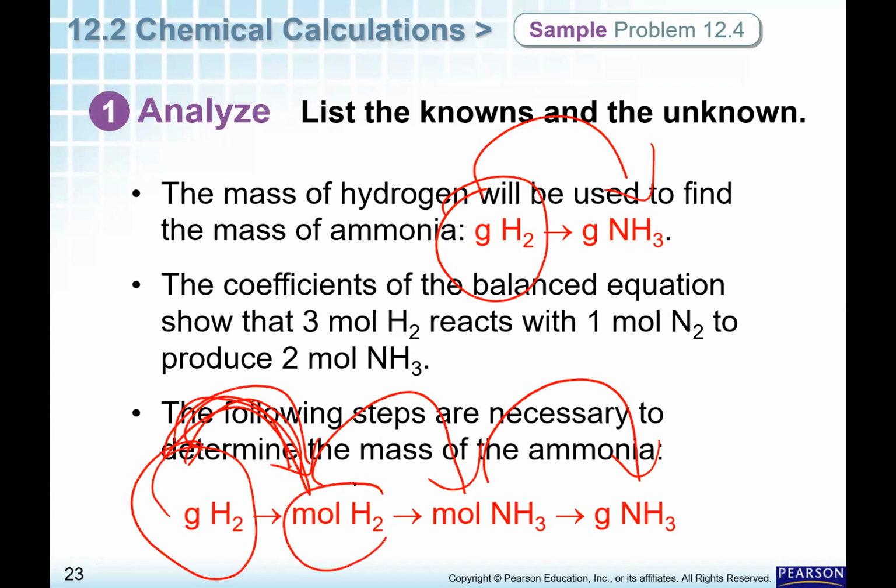And going from the moles of hydrogen to the moles of ammonia, we use the conversion factor from the chemical equation, which is 2 to 3. And in going back from the moles of ammonia into grams of ammonia, we use the molar mass of ammonia.